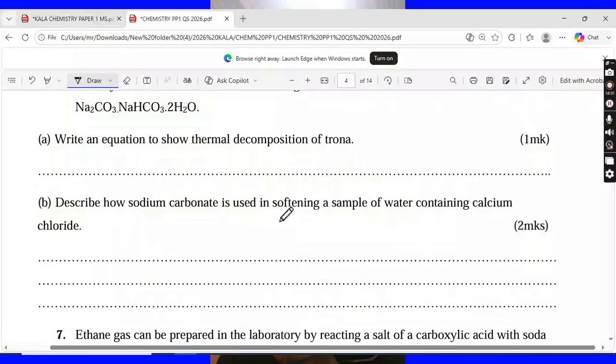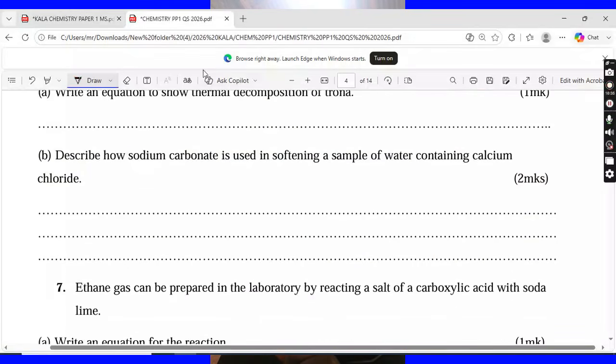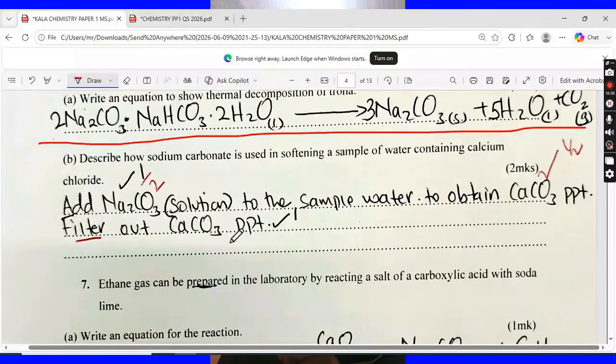Describe how sodium carbonate is used in softening a sample of water containing calcium chloride. You add sodium carbonate to the sample of water to obtain calcium carbonate as a white precipitate. You filter the precipitate and you get water that is soft. Once you filter that, you have removed the calcium which was inside the water, and that is how it is removed.